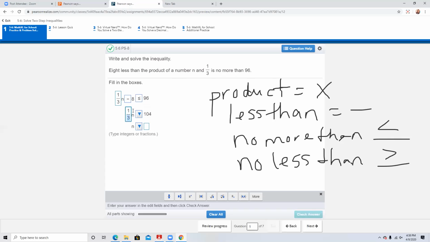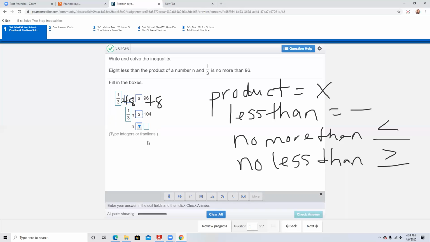Add 8 to both sides. In this case, you don't see where they added the 8 to both sides. Let me see if I can put it, add 8 to both sides. That's how they get 96 plus 8, which is 104. Okay, so then they eliminated the -8 and the 8, which is 0. So now you have 1/3 n, and then here you bring down the same symbol, and that's where you put it there. Okay, so now what is the next step?